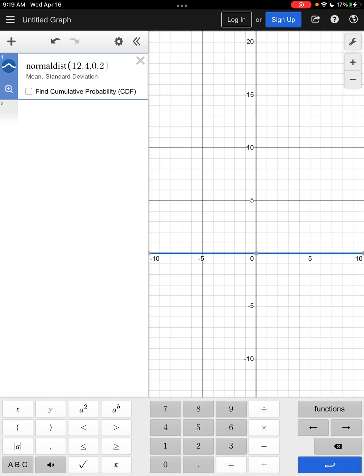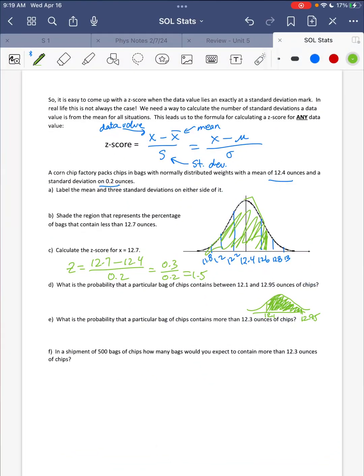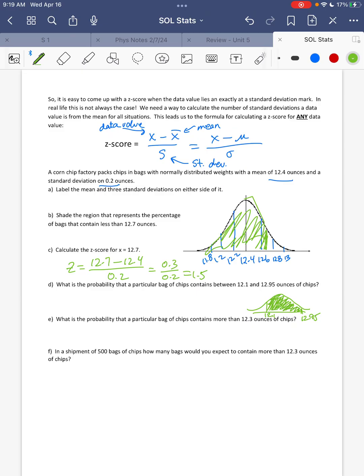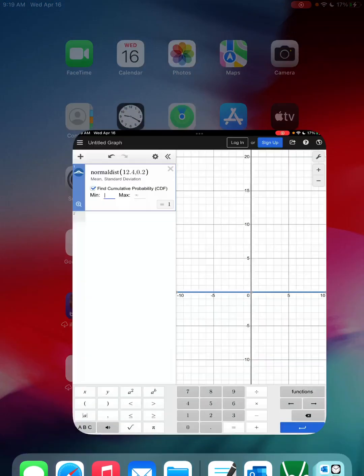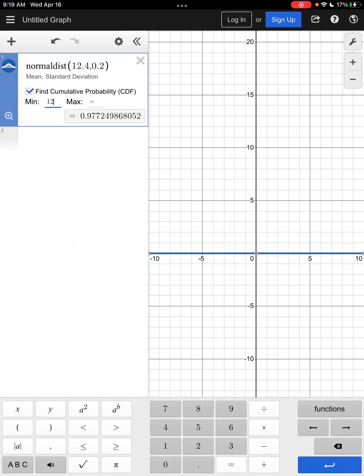Okay, so what we're going to do is click this button that says find the cumulative probability right here. And so that way we're going to put in the number that we want to start at and the number that we want to end at. And I've forgotten what those are. So it's 12.1 and 12.95. So I'm putting in 12.1 and over here 12.95. And there we go.